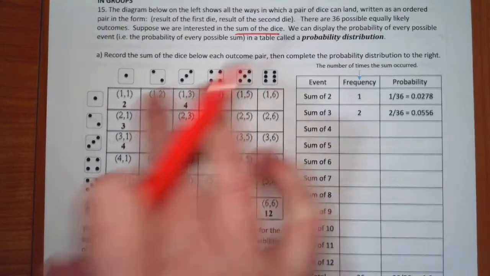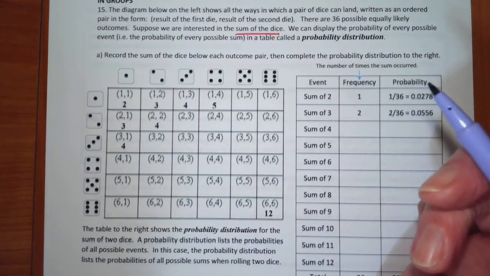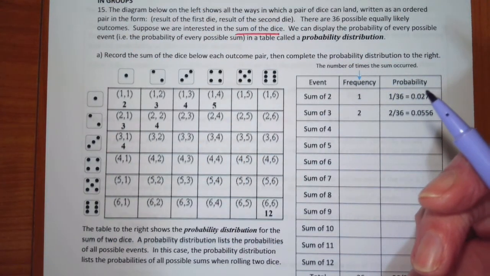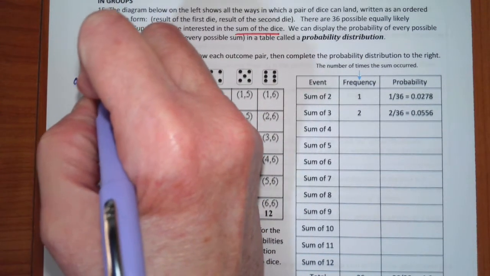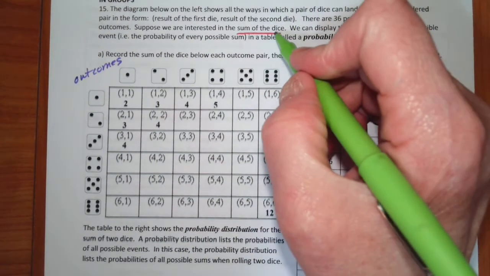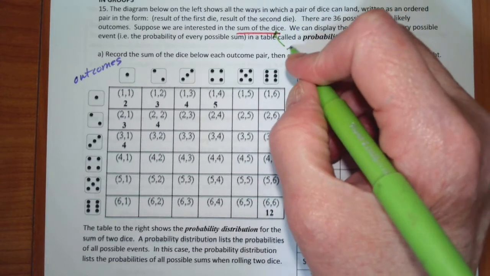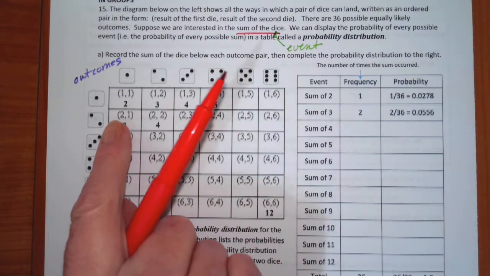So these are all of our possible outcomes. But the sum is going to be our event. All right, so the first thing we want to do is let's go ahead and fill out this table and see if we can do the sum.